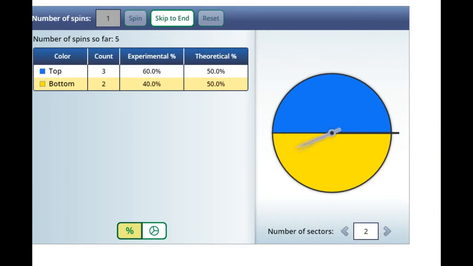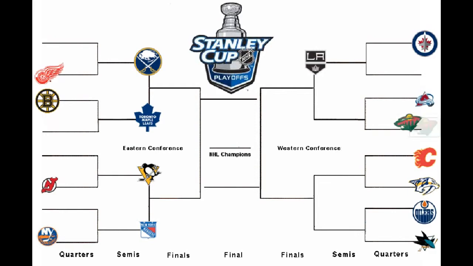Our next matchup in the West is the Colorado Avalanche versus the Minnesota Wild. Can't talk today. Can't talk. Looks like the Minnesota Wild are moving on to the second round. So we got LA and Minnesota taking on each other in the semis.